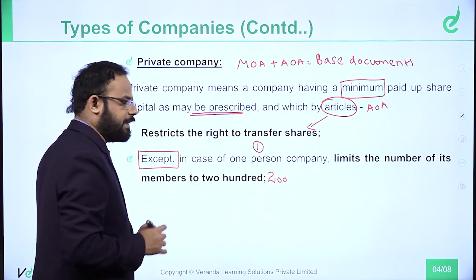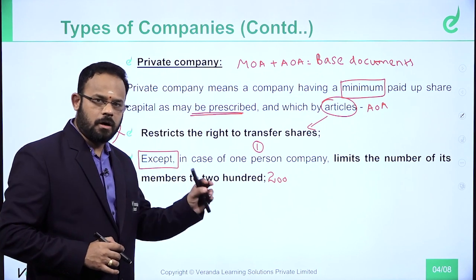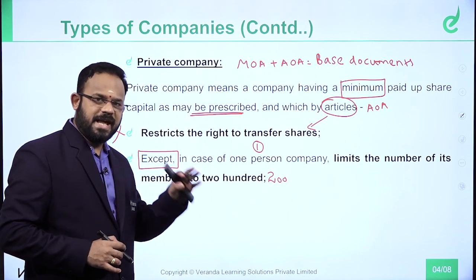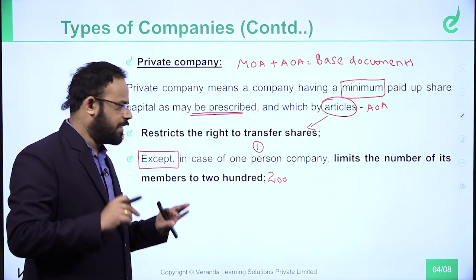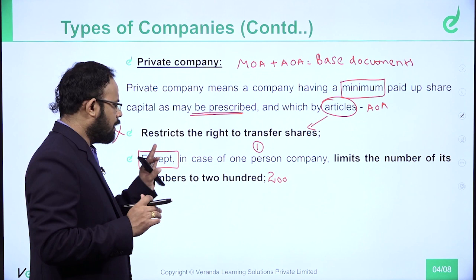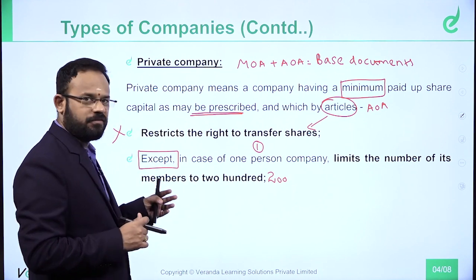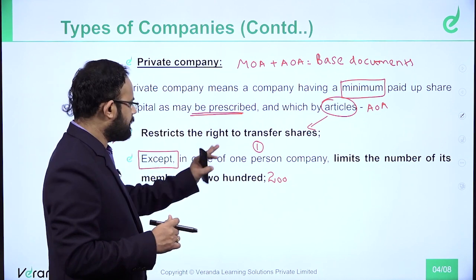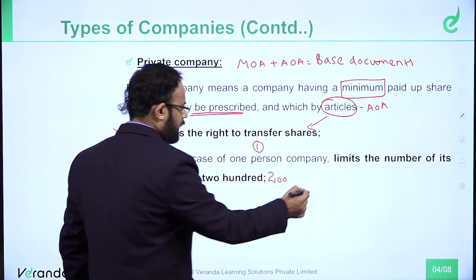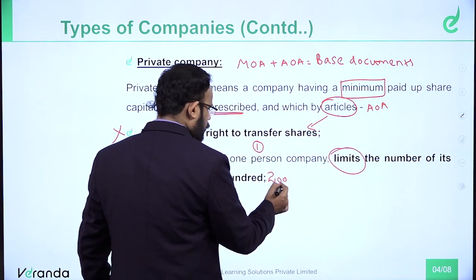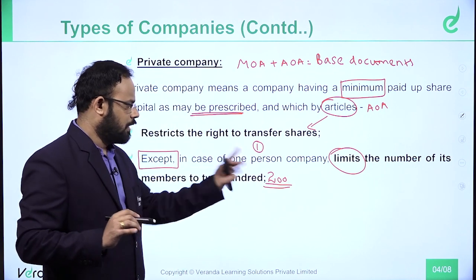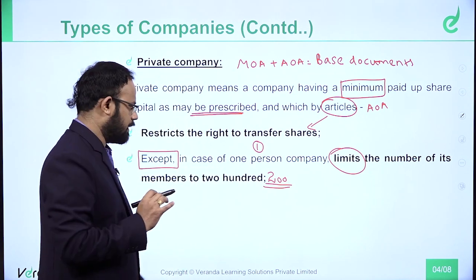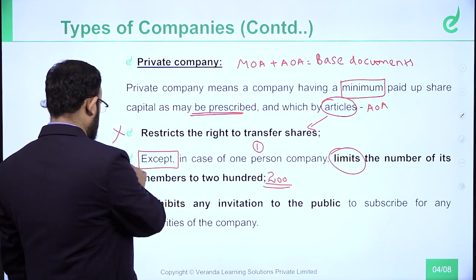So always find a point like whether it is or, and, any, except, subject to, including. All these words have to be clear, because that only will determine what type of company it is or what type of definition it is. Except in case of one-person company, it limits the number of members to 200. That means a private company, generally when they are not saying one person, can have 200 members. So that's the point they will say. So this is all done.